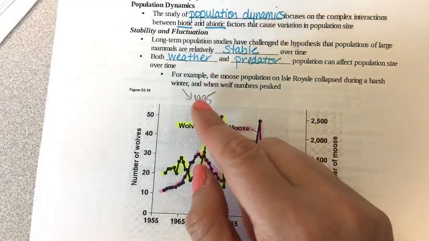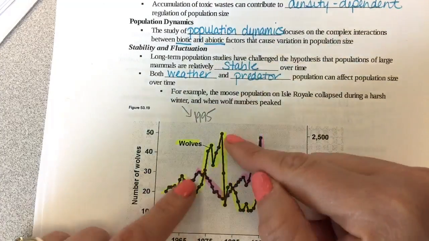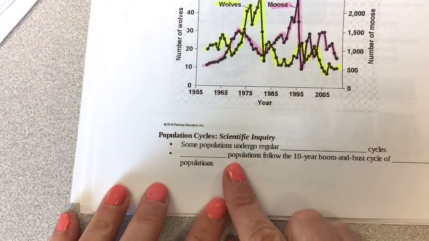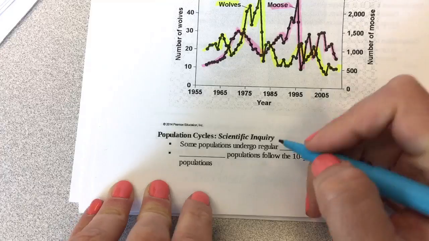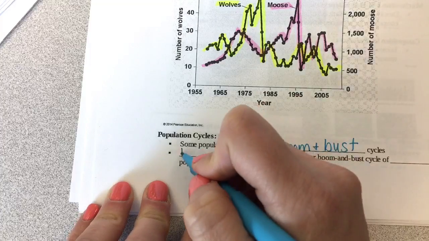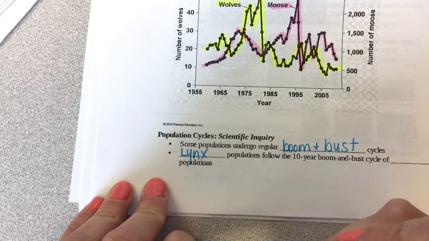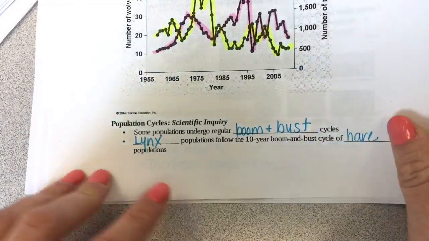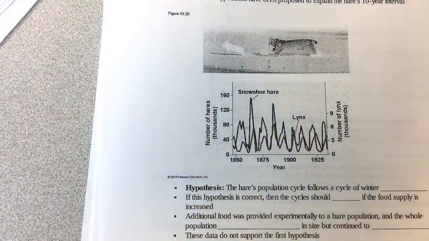All right, so that's an example of showing weather and predators playing a role in the regulation of this moose population. So then let's look at just in general population cycles. So some populations undergo regularly what we call boom and bust cycles. So another popular example of this is the lynx and the hare. Lynx population followed the 10-year boom and bust cycle of hare populations. Hare are rabbits. So if we look here, we have the snowshoe hare and the lynx.